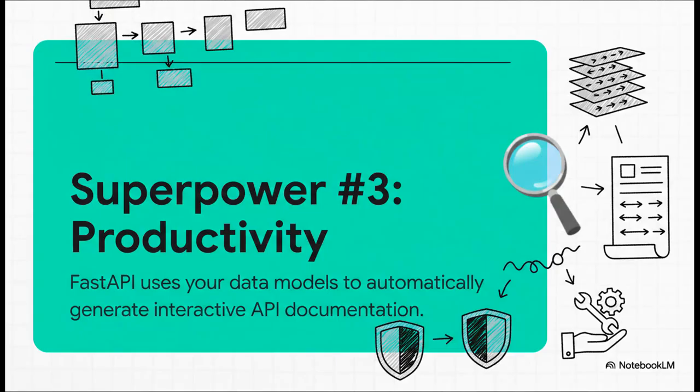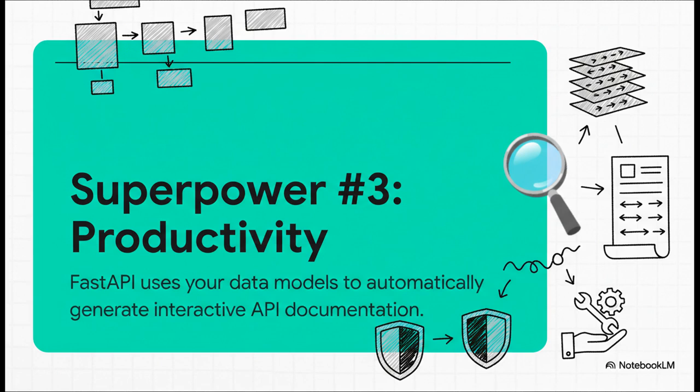And that brings us to the third superpower, which is really a beautiful consequence of the other two, developer productivity. Think about it. You've already told FastAPI what your data looks like for validation, right? Well, it takes that exact same information and uses it to automatically generate your API documentation. So you're not writing validation code, you're not writing docs, you're just focusing on your actual application logic.